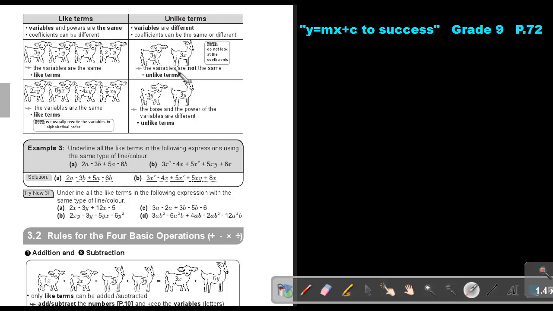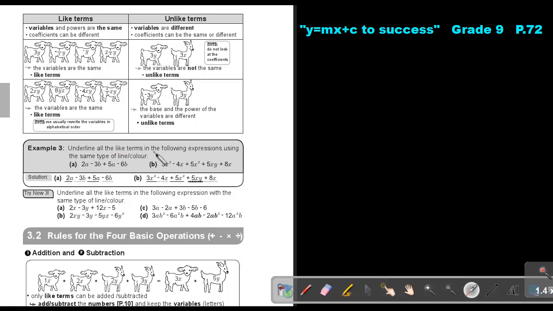But if you look at this, the variables are different. There's a y and there's an x. So it's like two different animals. This is a sheep and this is a goat. So they are not like, even if the numerical coefficients are the same, it's still not like terms because the variables must be the same. And in this one, this is y to the power 2 and this is just y. So the variables are not exactly the same and it's still going to be unlike terms.